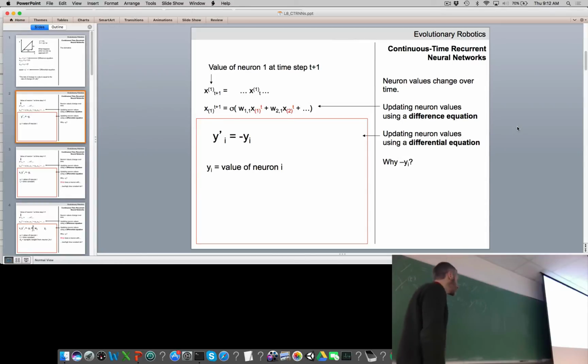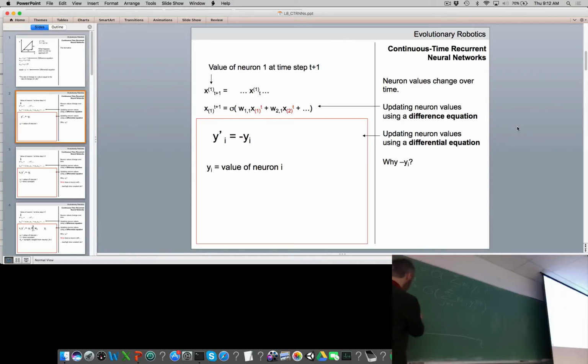Okay, so the first piece of this equation says the value of neuron i is changing over time, and it's changing over time as a function of the negative of its current value. It's a little tricky, so let's try and do the geometric interpretation of what's going on here. Let's create a graph with time on the horizontal axis here, and y sub i on the vertical axis. So I'm going to start to draw some curves in this figure here, which is going to show how the value of neuron i changes over time.